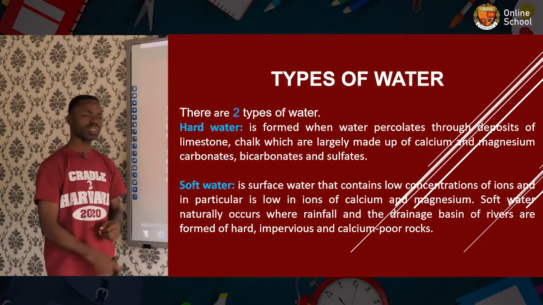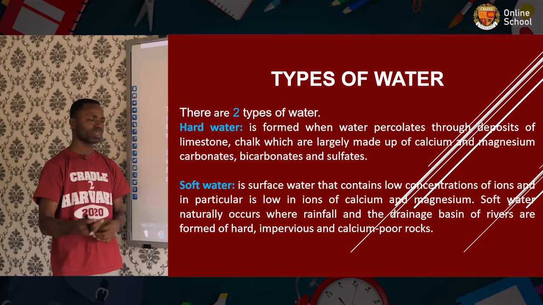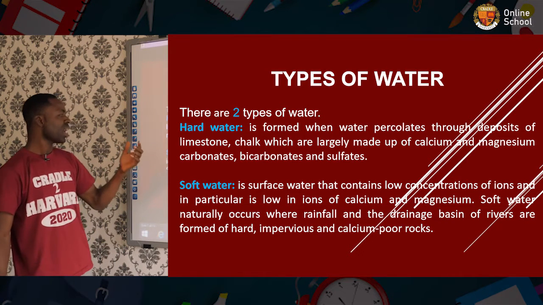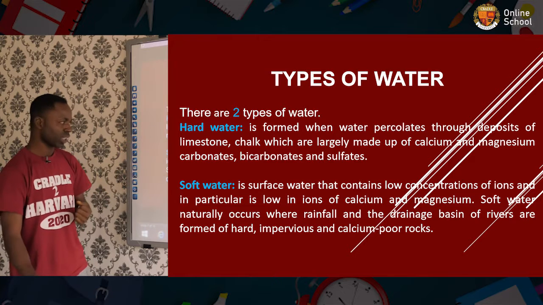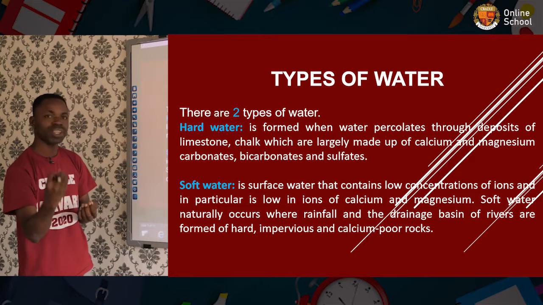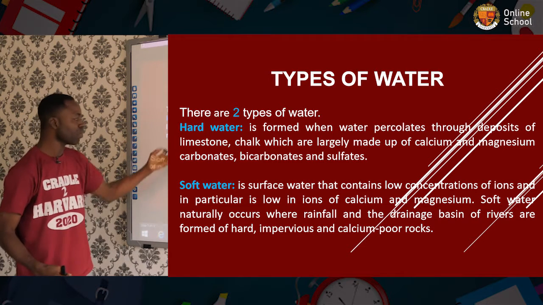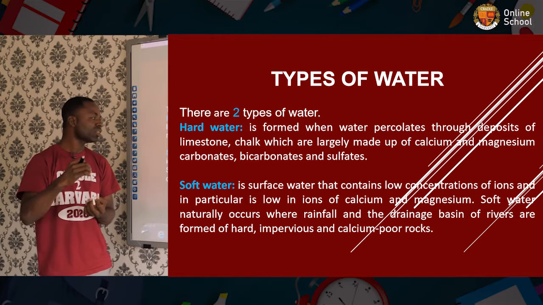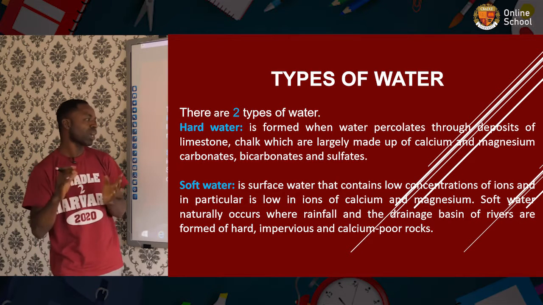What about soft water? Let us see what soft water is. So, soft water is also known as surface water. It contains low concentration of ions. What are these ions? Calcium ions and magnesium ions. And in particular it is low in ions of calcium and magnesium.